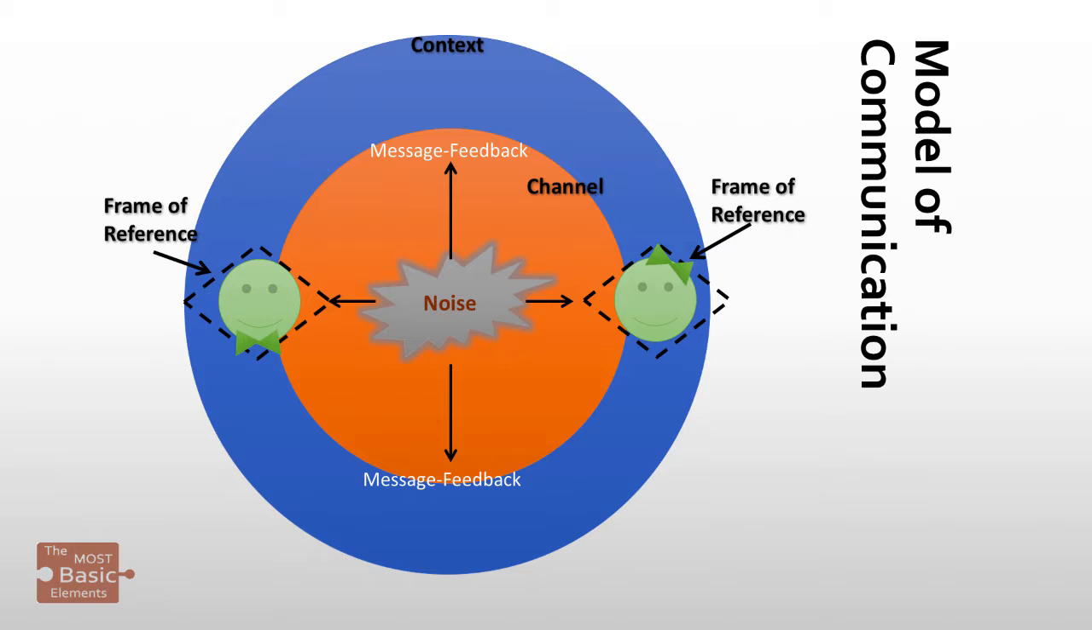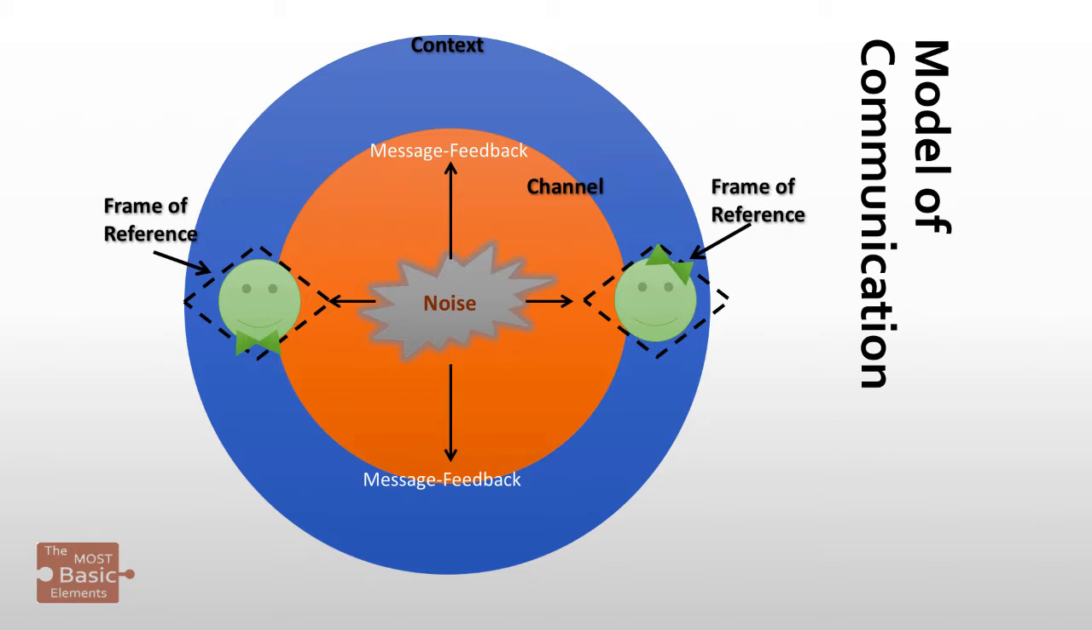Now, the orange circle represents the channel within which the communication is occurring. The channel is whether we're doing it face-to-face, whether we're doing it one-to-many like a public speech, whether we're doing it written, on the telephone maybe. Whatever that channel is, that's how we're communicating. That's the means through which the message is shared.